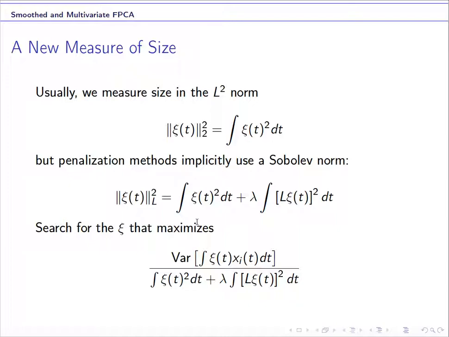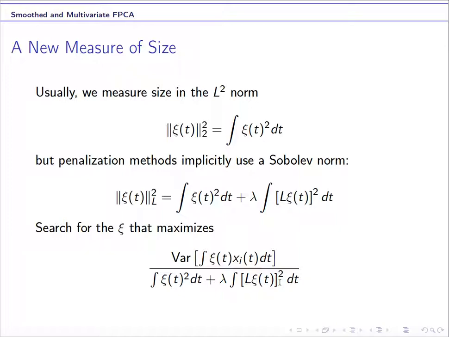In this case, suppose xi is the FPC, and then the integral of xi(t) times x(t) will be the FPC scores. We want to maximize the variance of these FPC scores. At the same time, we want to control the smoothness of xi(t). Therefore, we add this roughness penalty term in the denominator.